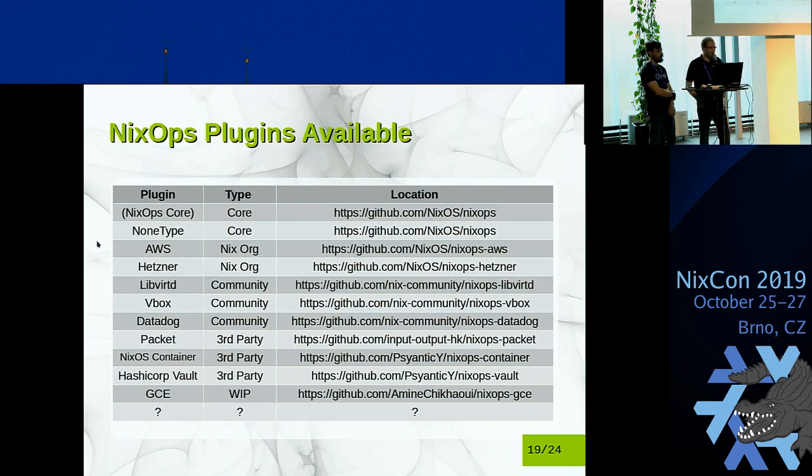And so the actual plugins that are out there right now, you can see them on the screen. There's quite a few of them. Some of them are hosted by the NixOS org. Some of them are hosted at Nix Community. And there's a few third-party hosted repos as well. And I actually forgot to put my boss's Vulture repo on there that he just mentioned earlier, so sorry about that.